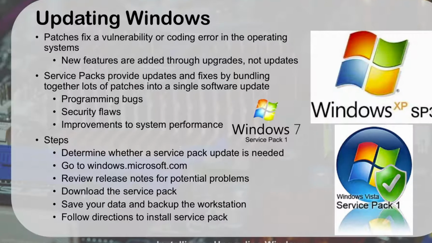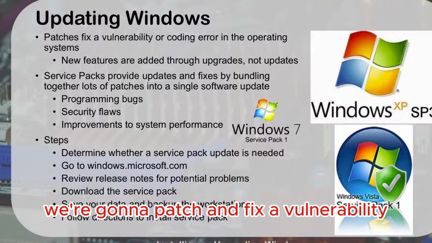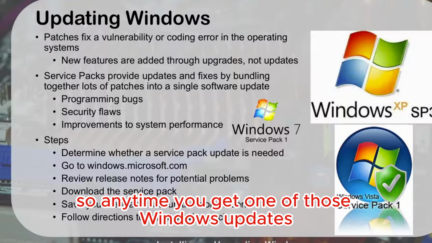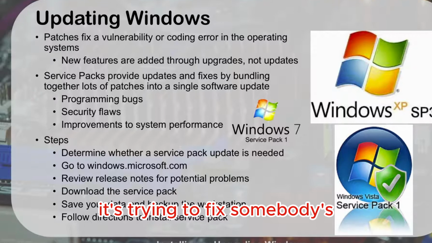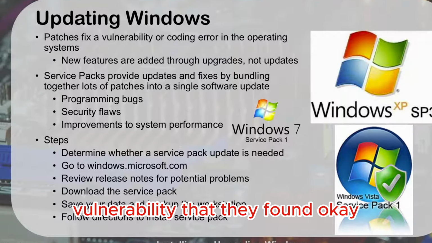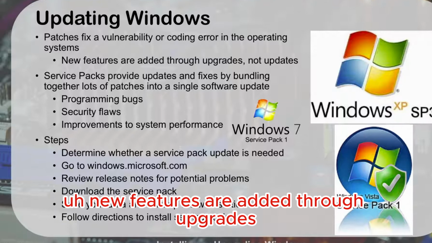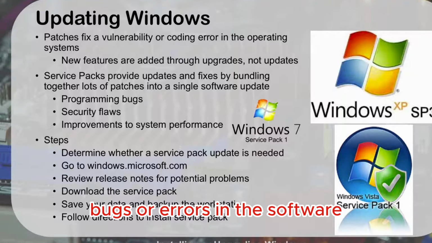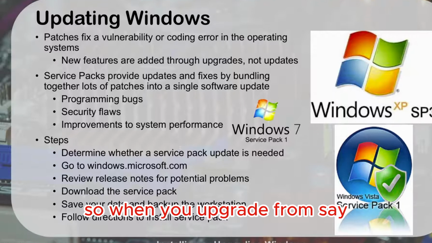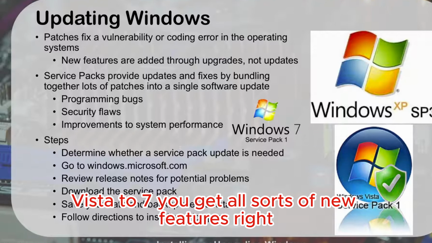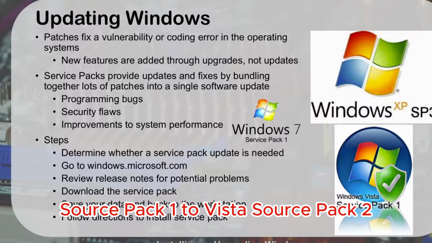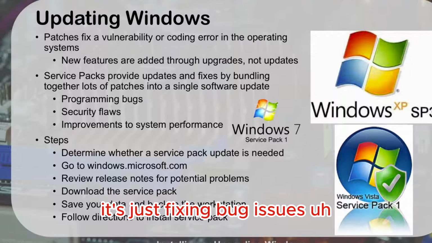Updating Windows. So, updating Windows. We're going to patch and fix a vulnerability or a coding error of the operating system. So anytime you get one of those Windows updates, it's trying to fix somebody's vulnerability that they found. Okay? New features are added through upgrades. Updates are just simply to fix bugs or errors in the software. So when you upgrade from, say, Vista to 7, you get all sorts of new features, right? But if you update from Vista Service Pack 1 to Vista Service Pack 2, it's just fixing bug issues.